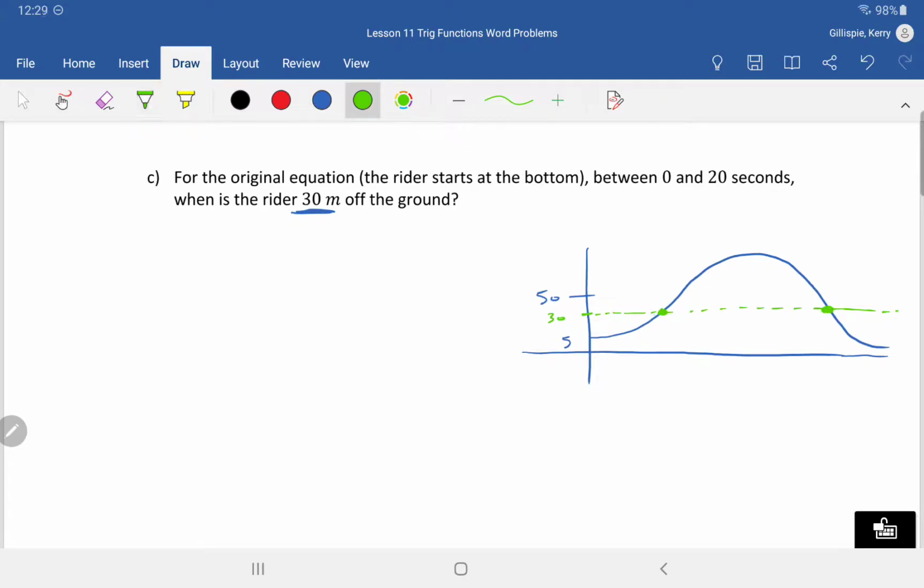There will be 2 times the rider's at a height of 30 because he's going to be at a height of 30 on his way up from his original position of the wheel and when he's back on his way back down. So we have to find those 2 points. Because this is height, we're going to sub this in for h and we're going to solve for t. I'll just rewrite the equation.